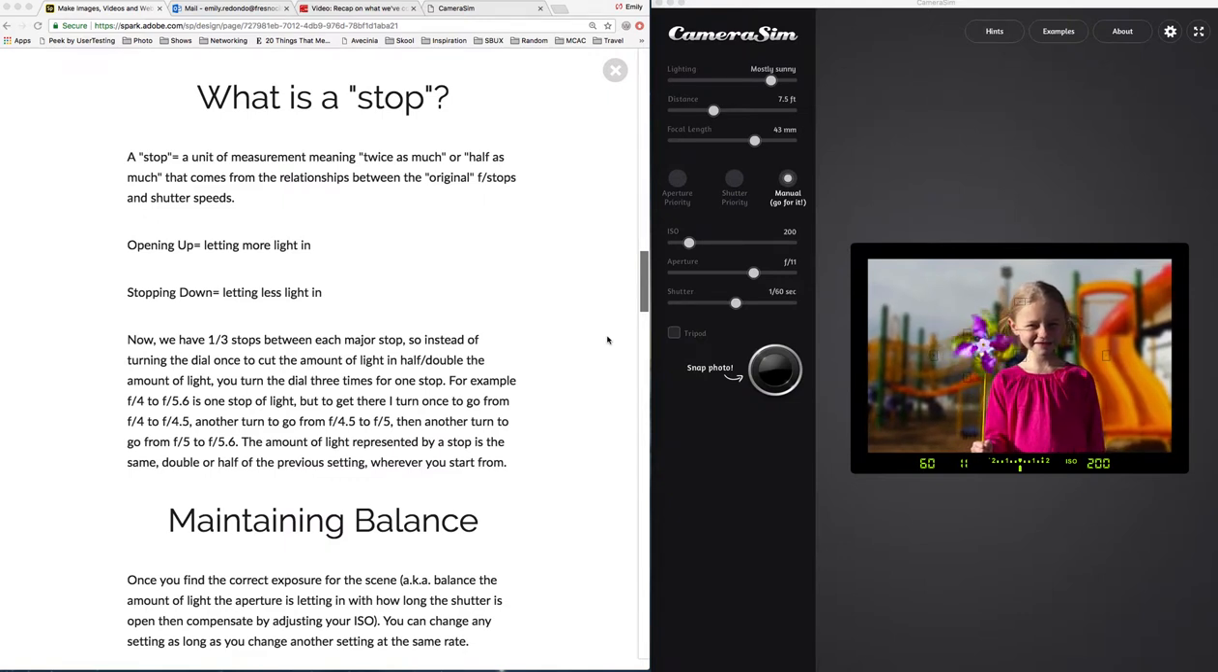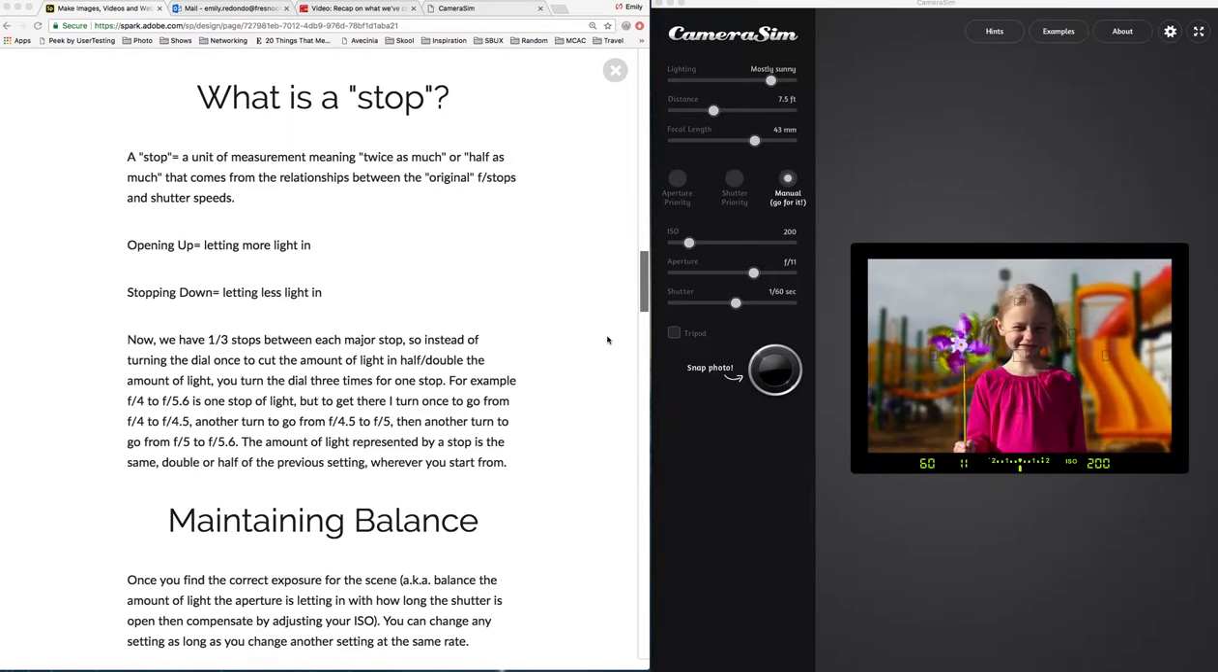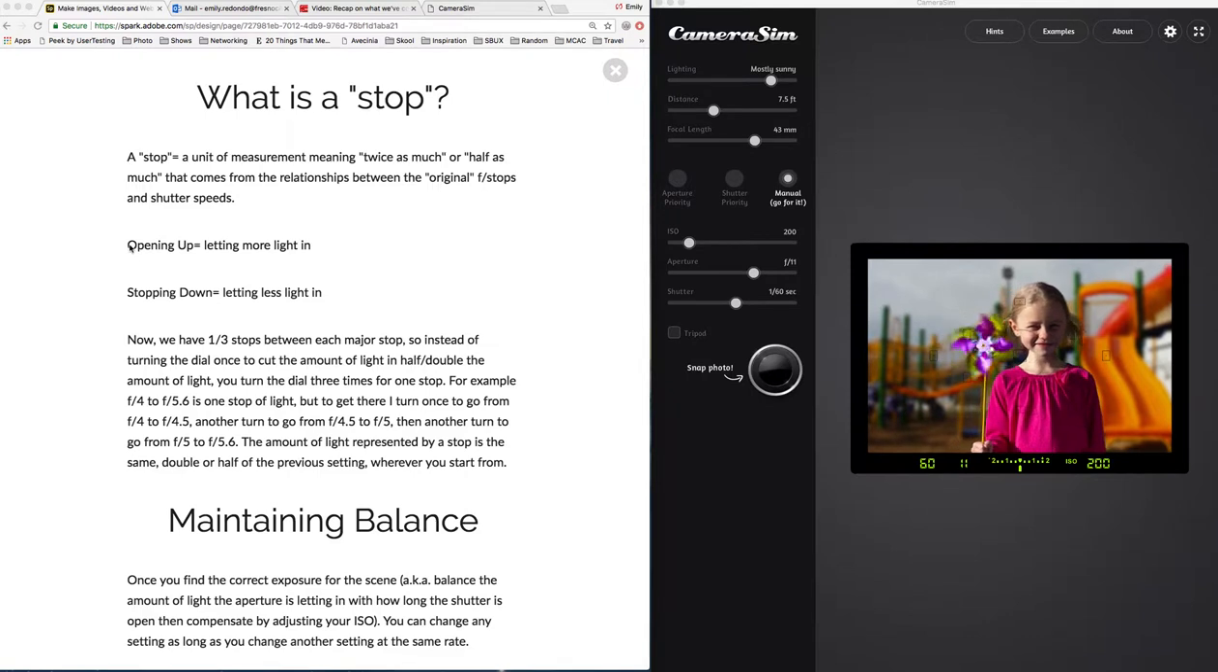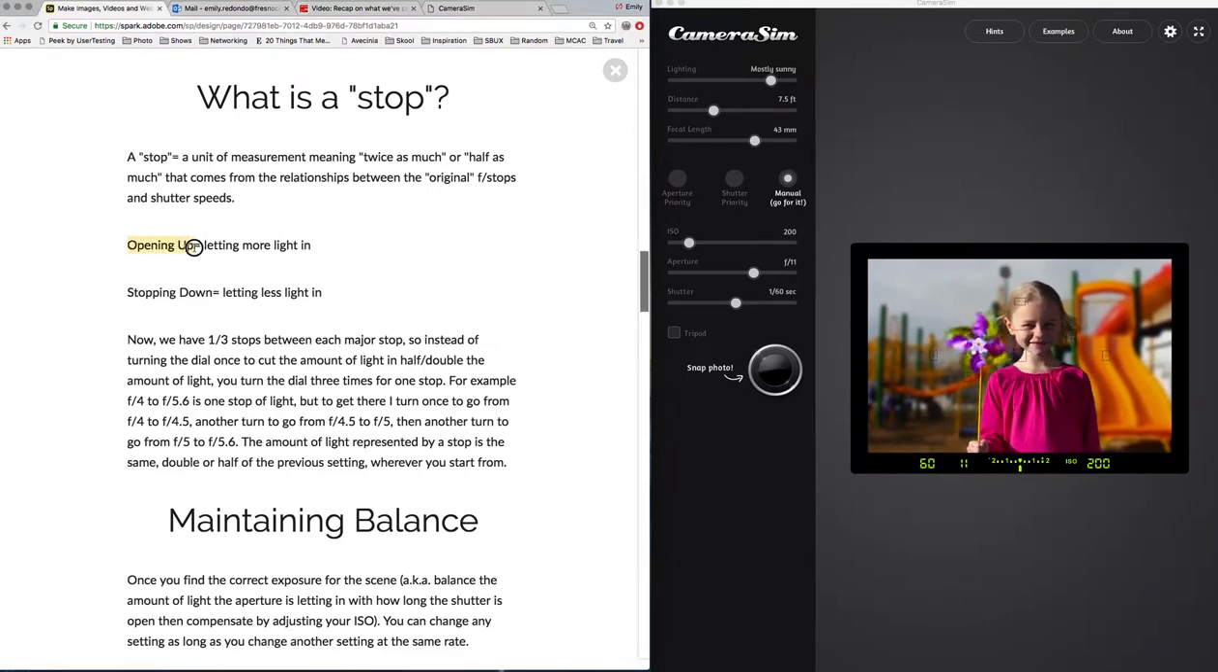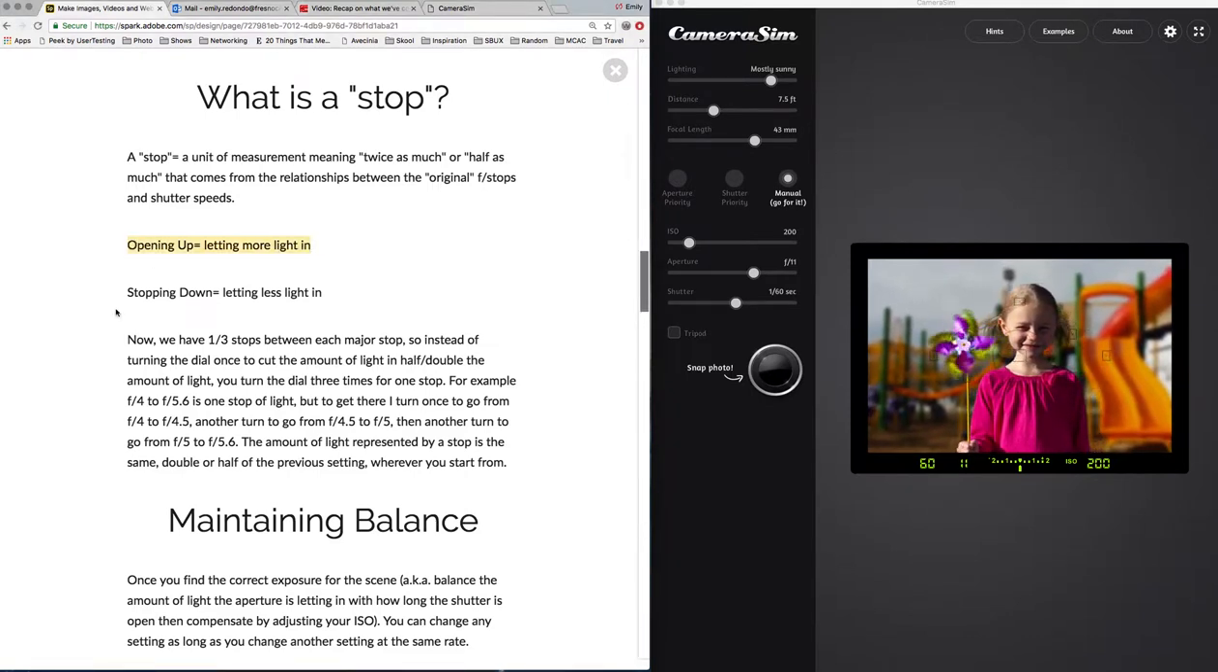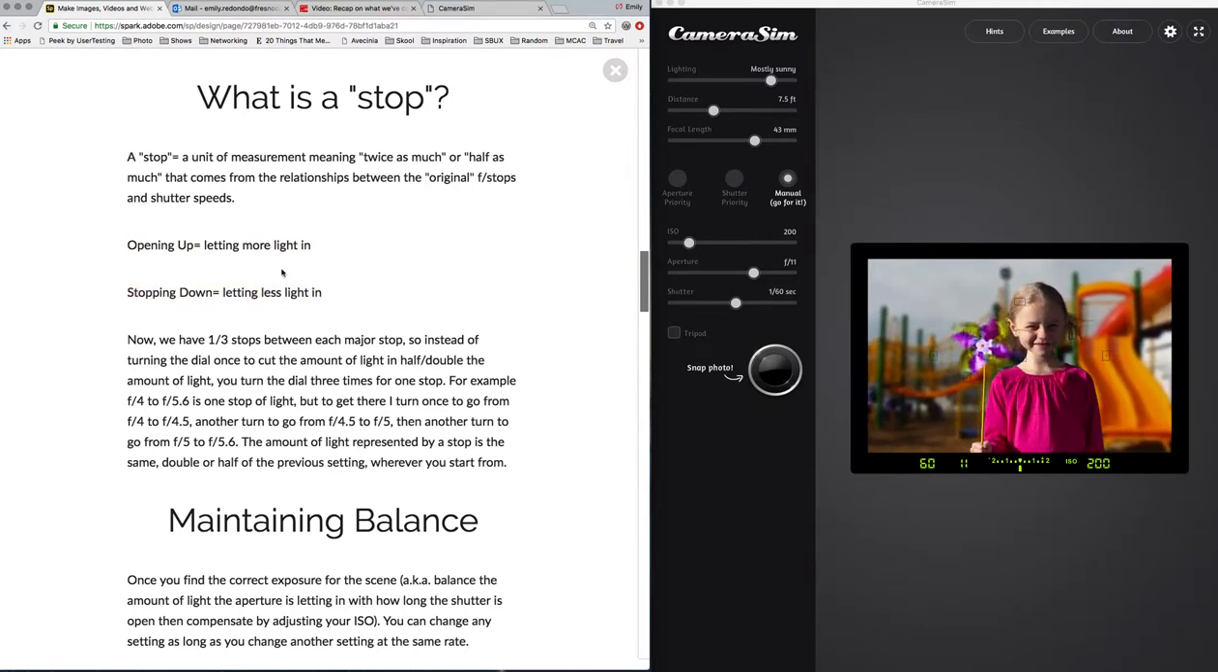About what a stop is. A stop is basically a unit of measurement, meaning twice as much or half as much light that comes from the original f-stops and shutter speeds that we were working with on the old school film cameras. So when you hear photographers talking about opening up, that means that they are letting more light in, or stopping down means they're letting less light in.